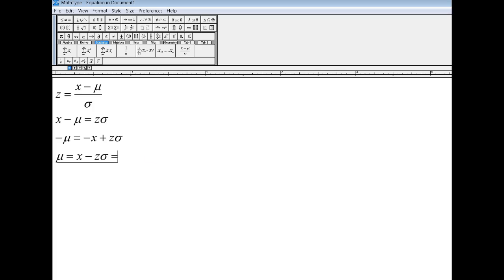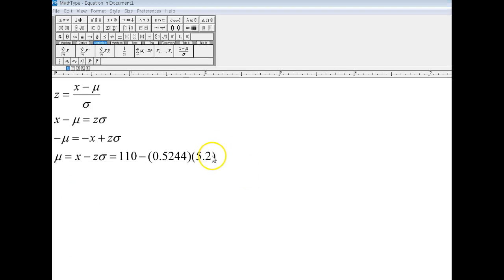Okay, so the x value that I'm looking at is 110 minus a z-score of 0.5244 times the standard deviation, which in that problem was, oh hang on now, I gotta find it. In that problem, the standard deviation was given as 5.2. Alright, and then again, I get out my calculator. Okay, so I've worked this out on my calculator, and it turns out that my answer is approximately 107.3. Okay, so 107.3, that looks okay.